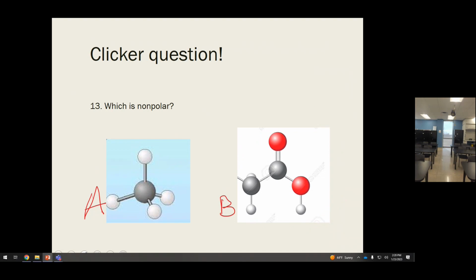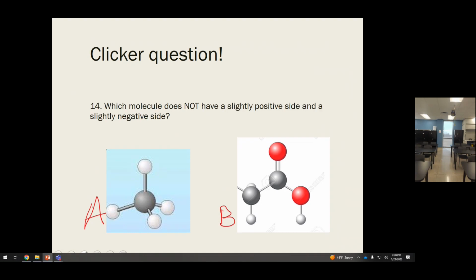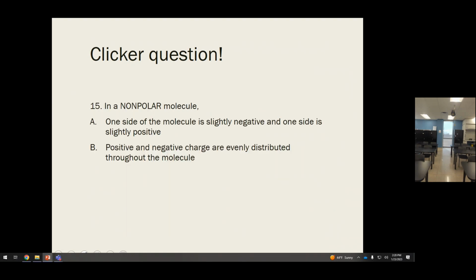The correct answer here is A, because we only have carbon and hydrogen in this molecule. And the answer to number 14 is also A. Number 15, you should pretty much know this by now. The answer is B. And number 16, the answer is A.